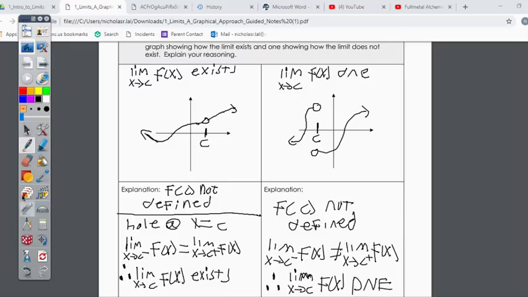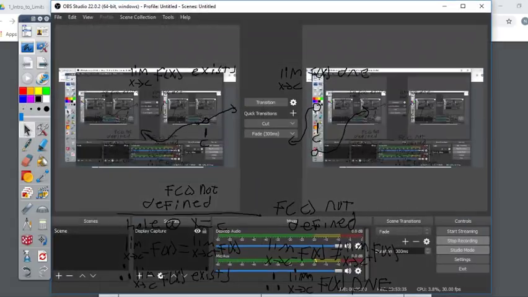All right, so that's limits, introduction to limits.